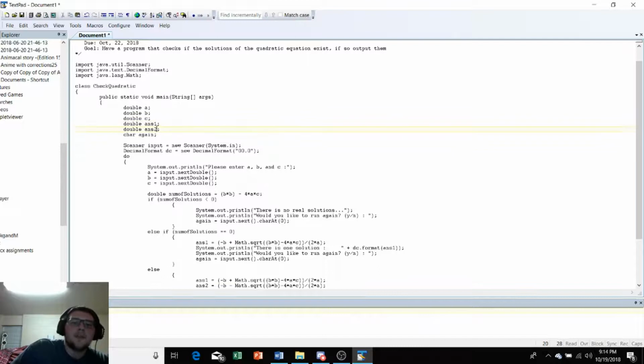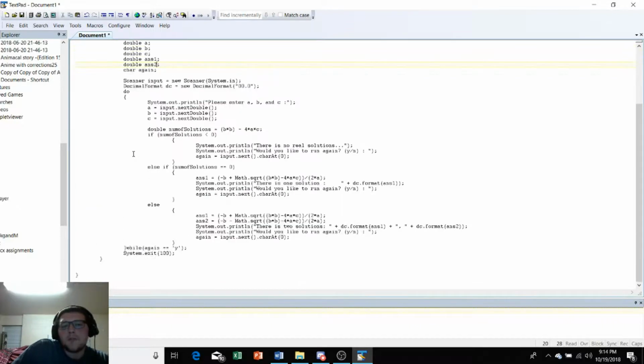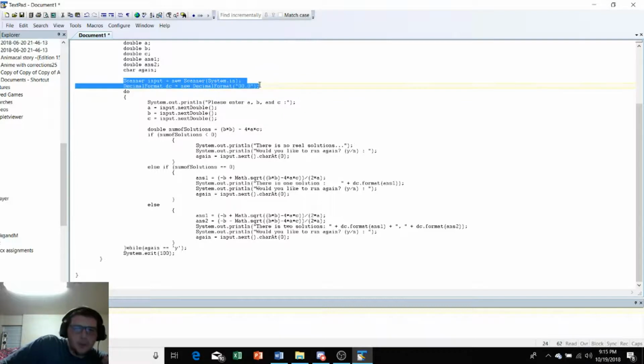We're declaring our variables a, b, and c, because that's all the quadratic equation has. We're going to have our 2 answers. We're also going to do char again, because I wanted to make this program a little bit fancy and ask if they wanted to run it again. And understand, this is a real-life application. If you do this, you could literally have this for your math class, or other people's math class. We're going to declare our objects, as I've already stressed: our scanner and our decimal format.